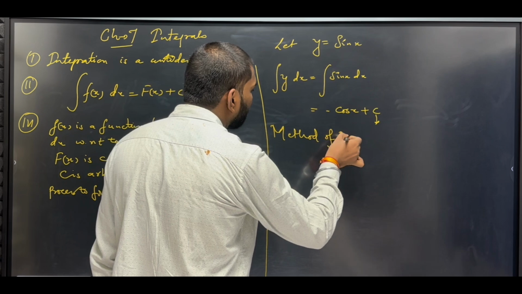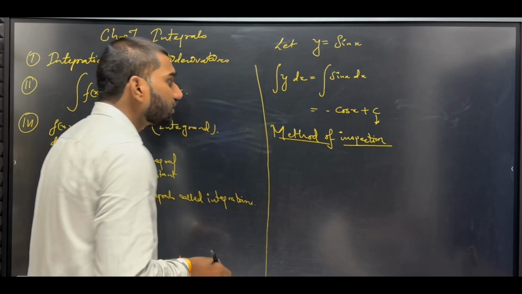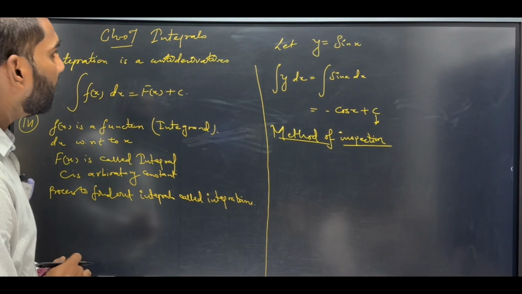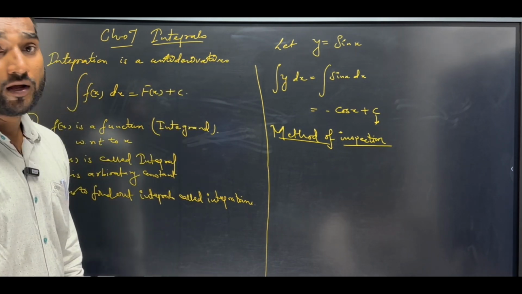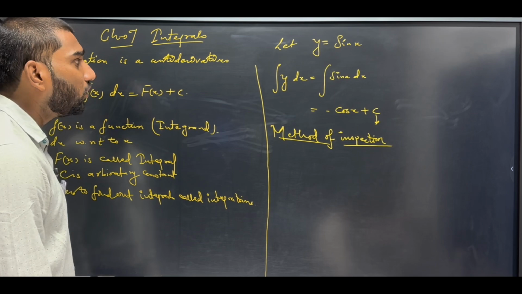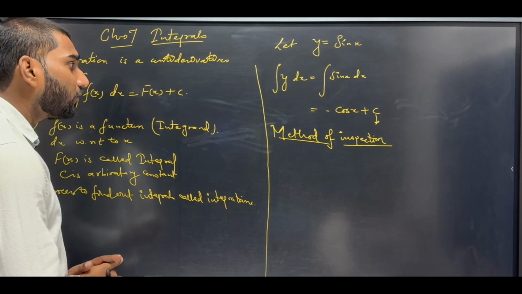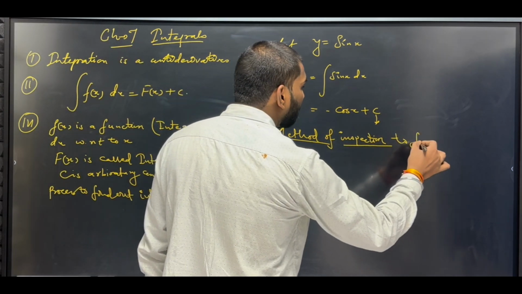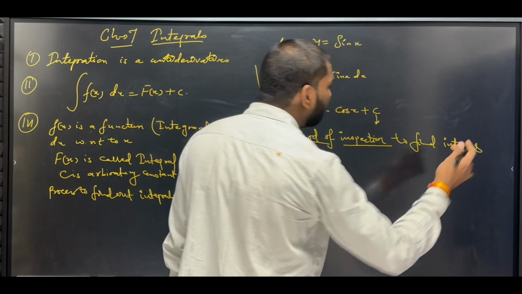Method of inspection. Right now, what is method of inspection, sir? This was the concept I already explained, and I will try my level best to explain that part, the integration, and that is called antiderivatives. And here we are going to discuss the term method of integration. I hope all the things are very clear, and the method of integration, method of inspection, to find out integrals. I hope we are getting to explain in the next class.